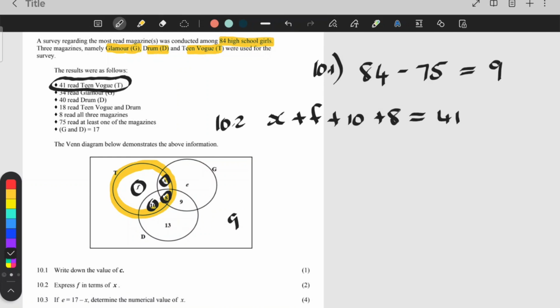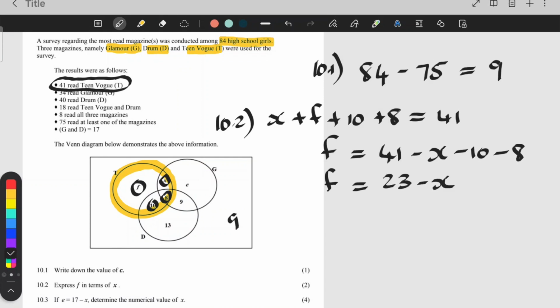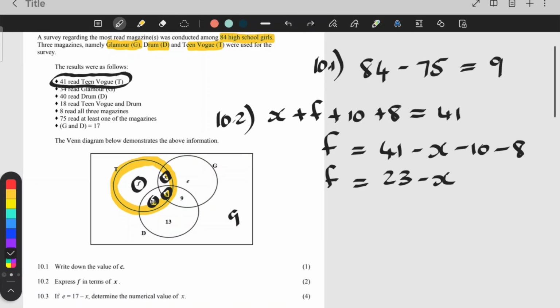Okay, let's write. This is 10.2. So now they want me to express F in terms of X. That means leave F on one side and take everything else over. So I will have 41 minus X minus 10 minus 8. This will give me 23 minus X. So there you have F. F is by itself in terms of X, and there your answer has X in it. So that's the answer there.